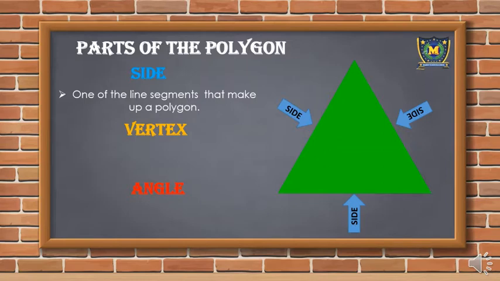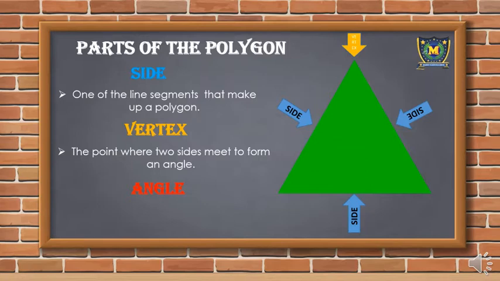Okay? Now, let's proceed to vertex. When we say vertex, it means the point where two sides met to form an angle. Now, ang vertex daw is ang point nga mabuo pag magtabo ang duha ka sides. Okay? Now, we already located asa makita ang side. Now, let's locate the vertex. Going back to the shape, atong i-point kung asa dari ang vertex. Okay? Now, this is what we call vertex.